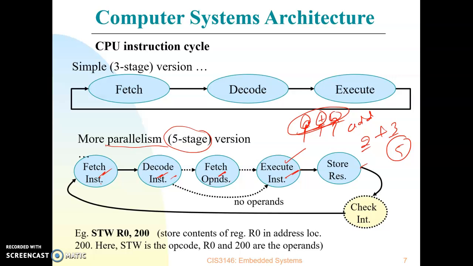For example, one example is given in assembly language. R0 is my register, 200 is the address value where some value is stored. So this is a block, it has address 200 like our pin code, pin number, and in this we have some value, for example 10, and STW is the opcode, that is the command for R0 and 200.